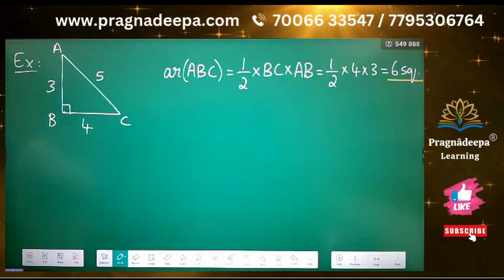Okay, now we will try with the Heron's formula. What answer should come? The same should come, correct? Here the concentration should be the same.